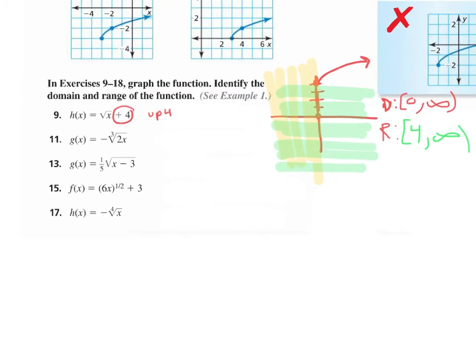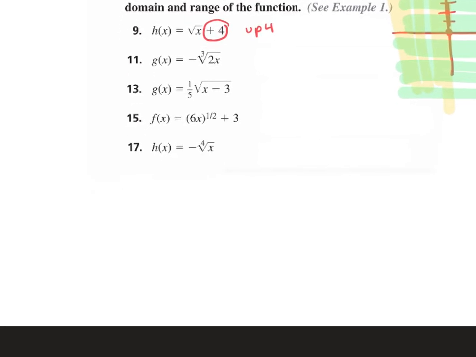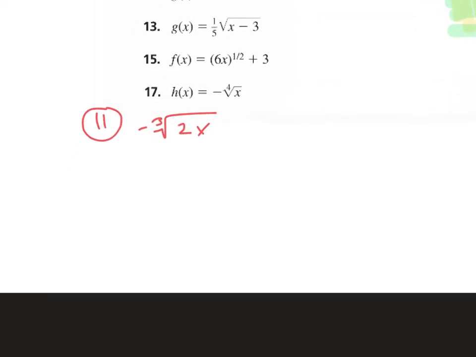All right, 11, we have more than just a shift of our transformation happening, so we need to plug in some points here to figure out what's going on. So number 11, we have negative cubed root of 2x. So what can we plug in first here? 0.